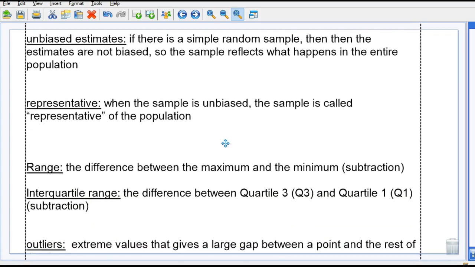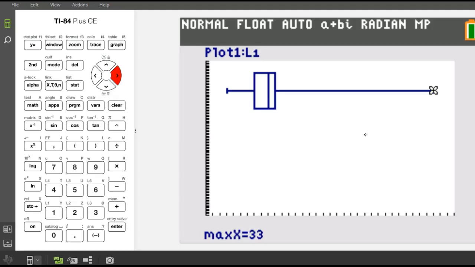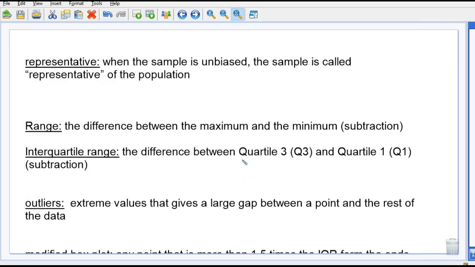All right, the next term is range. Range is the difference between the maximum and the minimum, and you have to subtract them. You get one number. So if we want to find our range, I'd take 33 and subtract 3. So the range for this case would be 33 minus 3.